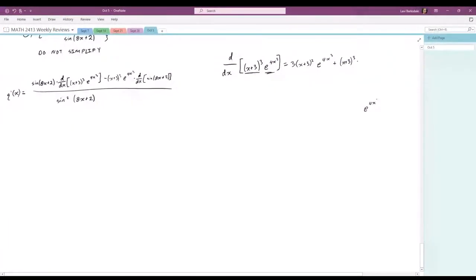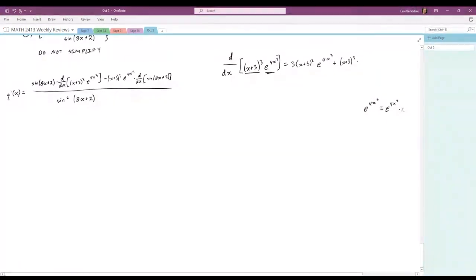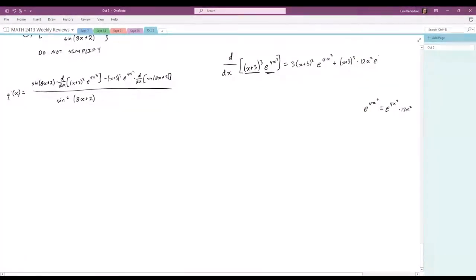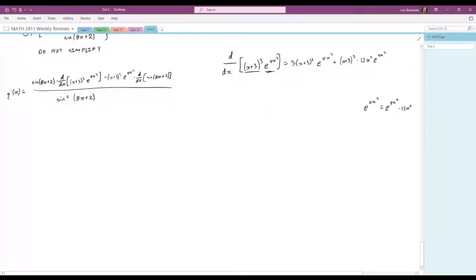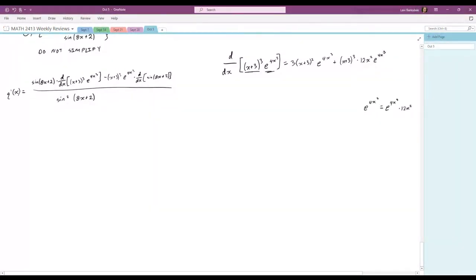The derivative of e to the 4x cubed by the chain rule would be e to the 4x cubed multiplied by the derivative of my inside part. So the derivative of 4x cubed is 12x squared. Oops. Yeah, we'll just leave it like this. Actually, I should just leave that up. And that would be my derivative of this little bit here.